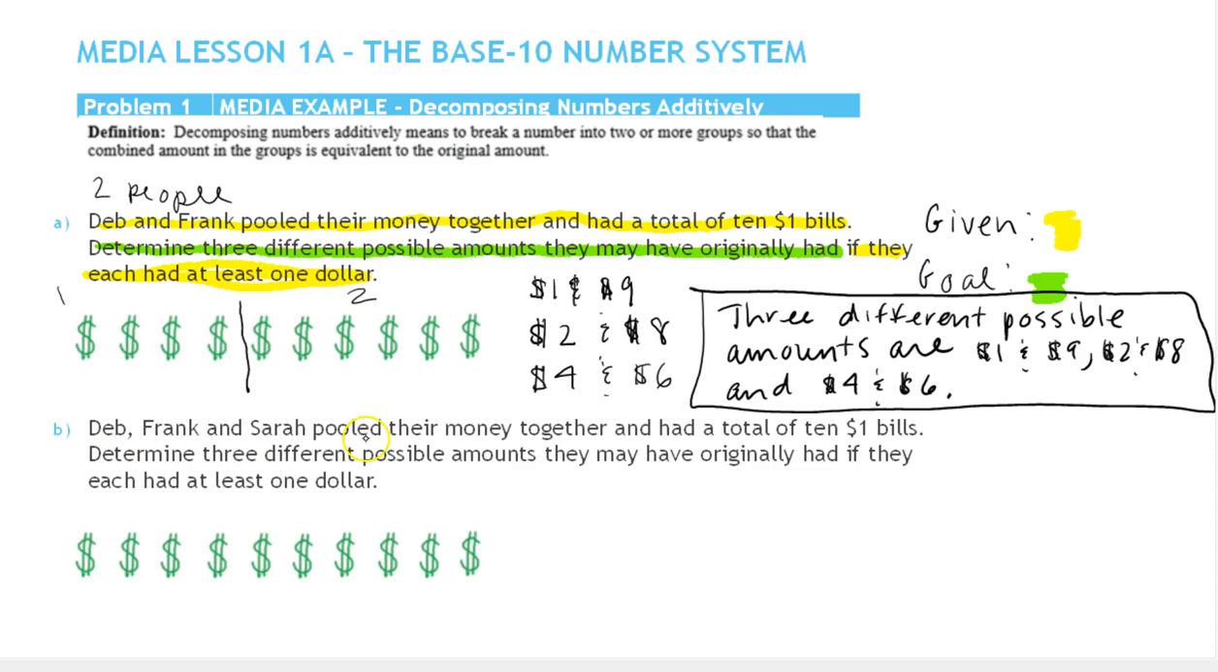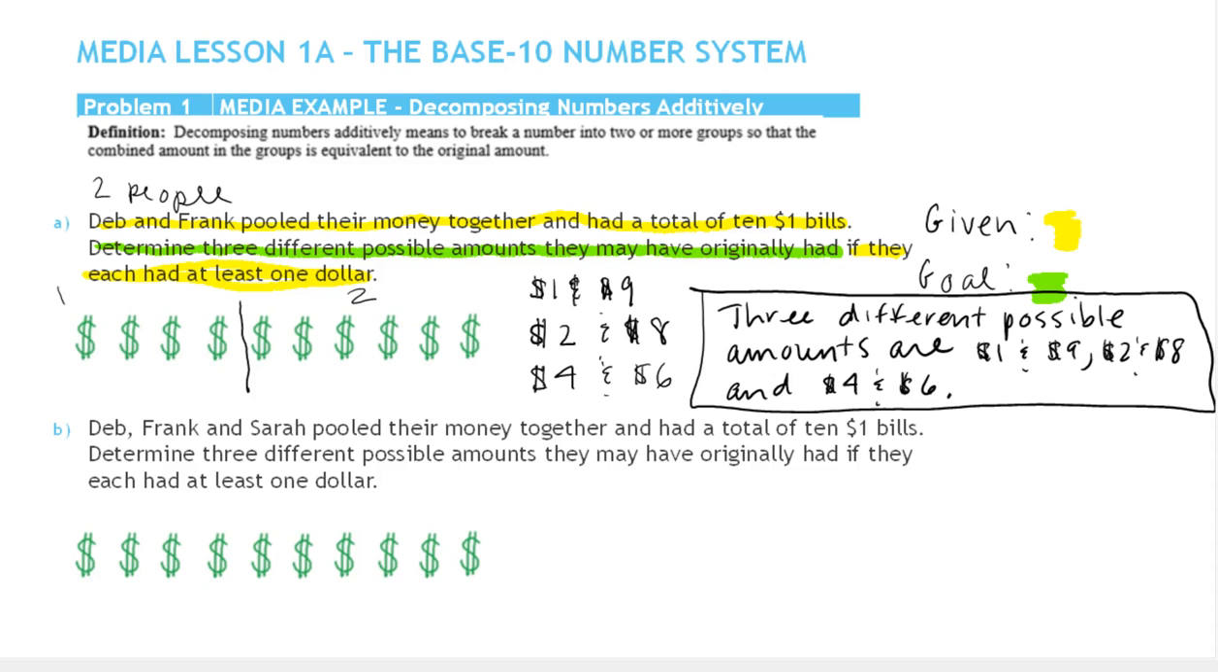Deb, Frank, and Sarah pooled their money together and had a total of 10 $1 bills. Determine 3 different possible amounts they may have originally had if they each had at least $1. So notice this problem is very, very similar to the last one. There's actually only one difference.